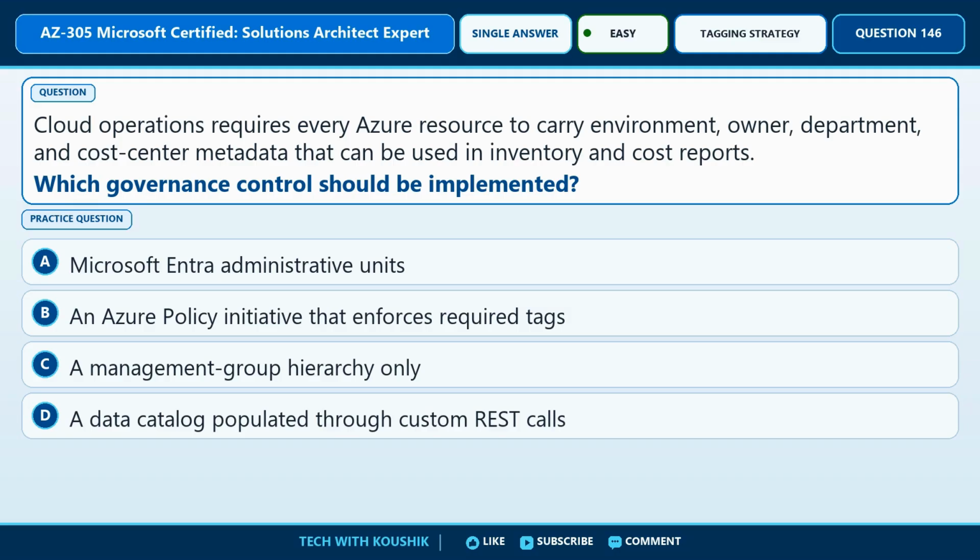The options are: Choice A, Microsoft Entra Administrative Units. Choice B, an Azure policy initiative that enforces required tags. Choice C, a management group hierarchy only. Choice D, a data catalog populated through custom REST calls.